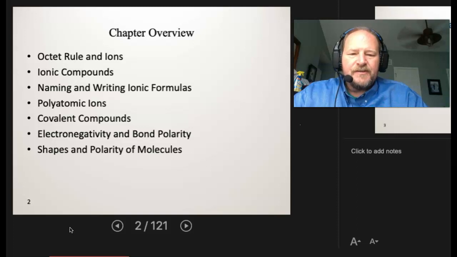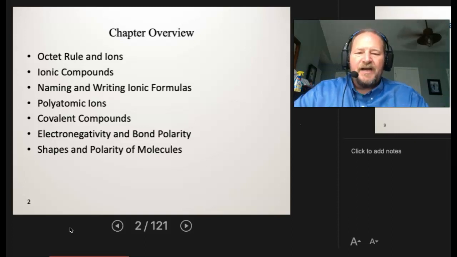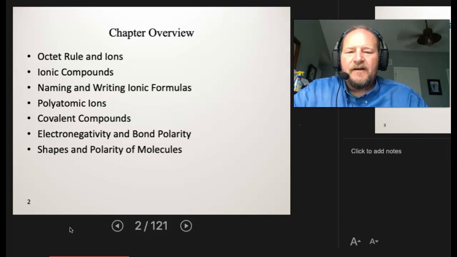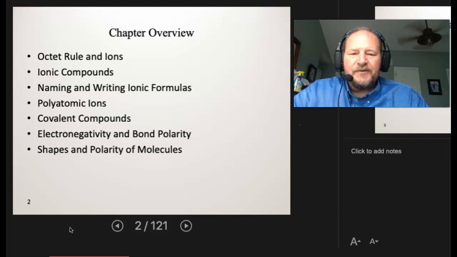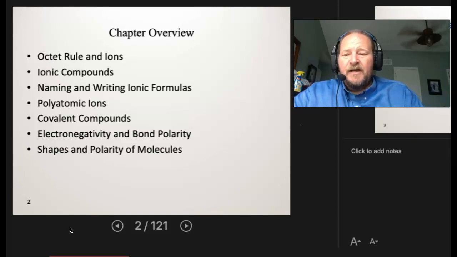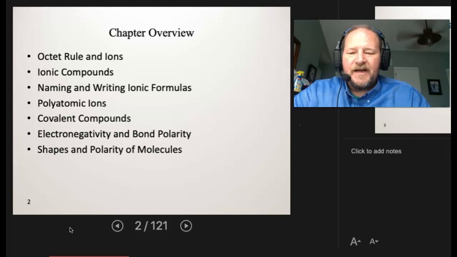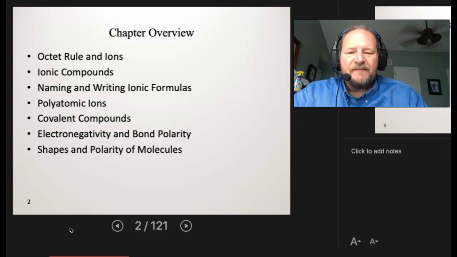In this section, what we're going to be looking at is the octet rule and ions. Up until now, all of our protons and electrons have been equal. Now we're going to start to mix it up a little bit. Our electron is going to change the electron count. Protons, remember, will have to remain a constant. We'll look at ionic compounds, and then where it gets time consuming is going to be the naming and writing ionic formulas. We'll look at some polyatomic ions, covalent compounds, and then we'll switch gears to electronegativity and bond polarity, shapes, and polarity of molecules.